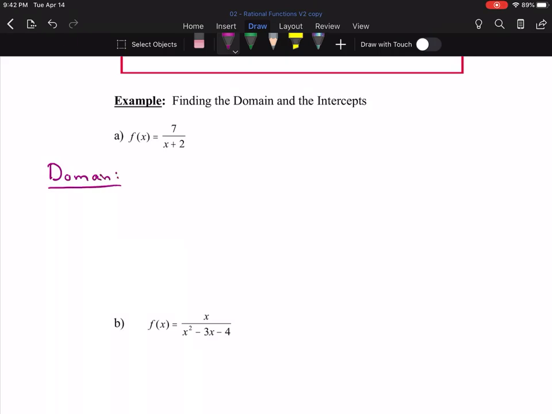the one thing we know about domain for rational functions is that we cannot divide by 0. This was called restrictions last year. So what we know is that x + 2 can't equal 0. And if I move that 2 over, I get x can't equal -2. And up until now, that was just a statement we made. We go, okay, x can't equal -2. No big deal.